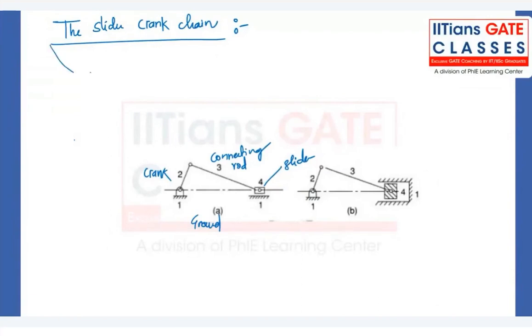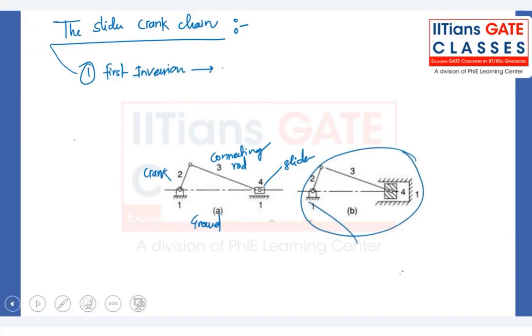In the 4-bar chain, the different inversions were like the crank rocker mechanism. Here, depending on which link we are fixing, we have different inversions. The first inversion, which I'm showing here, means link number 1 is fixed. Whenever we fix the first link, this is what we'll get. And this is an example of a reciprocating engine or reciprocating compressor.